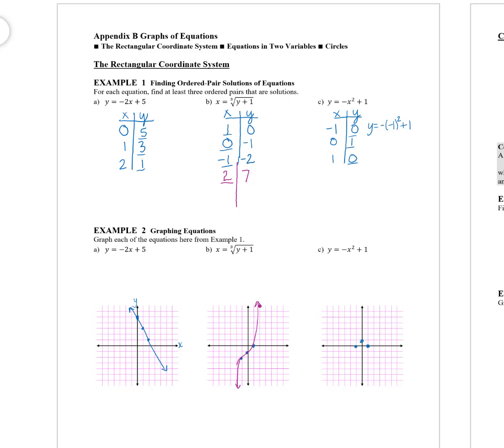Now this one, it looks like it might be an upside down V shape, but if you remember y equals x squared is the shape of a parabola. Well, this is a parabola that opens downward, and you could plot more points if you want to see what it looks like, but it's going to go like this. So that's a parabola.